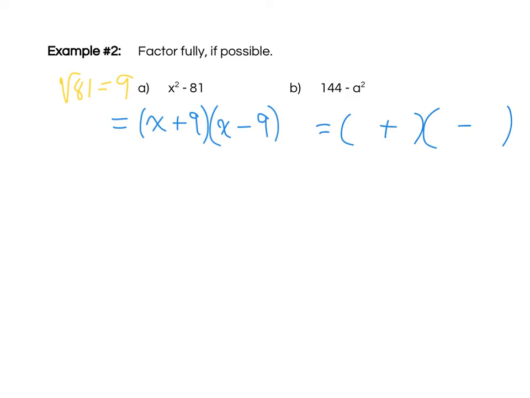And so I'm going to take the square root of my first term, the square root of 144 is 12. So 12 and 12. Square root of a squared is simply a. And I'm done. Let's try some other questions.